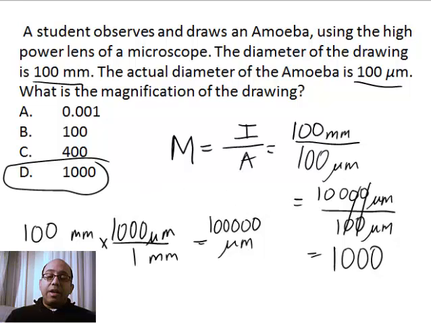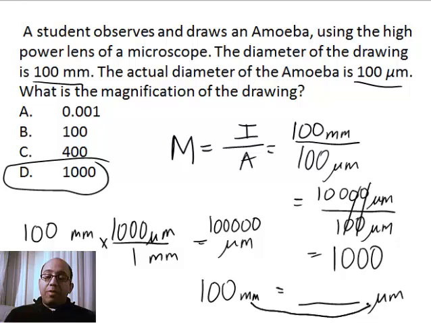Now there's another way to do this calculation that I've shown you at the bottom, and that is kind of a little shortcut. If I want to go from 100 millimeters and I want to know how many micrometers it is, well, I have to know that when I'm going from millimeters to micrometers, my unit is getting smaller, so my number has to get bigger.